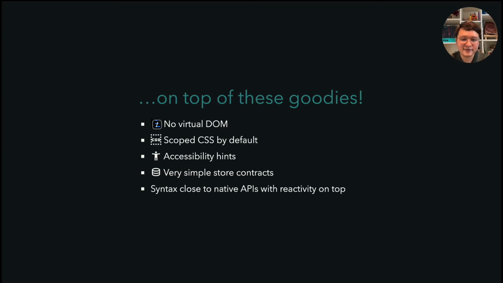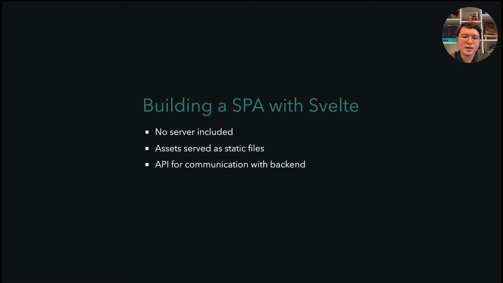And so we decided to build an SPA with Svelte, and by SPA we mean there is no server being included in the entire infrastructure. Assets will be served as static files, and we use an API for communication with the backend in order to fetch data from the database. And authentication is done via JWT tokens.